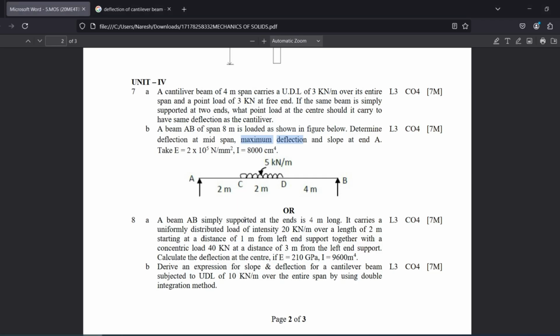I know that. Okay. Next, a beam is simply supported at the ends, and is 4 meter long. It carries a uniformly distributed load of 20 kN over 2 meters, starting at a distance of 1 meter from the left, together with a concentrated load of 40 kN at the left hand support. Calculate deflection at the center. So the problem is similar to this, but anyway I will help you with it.